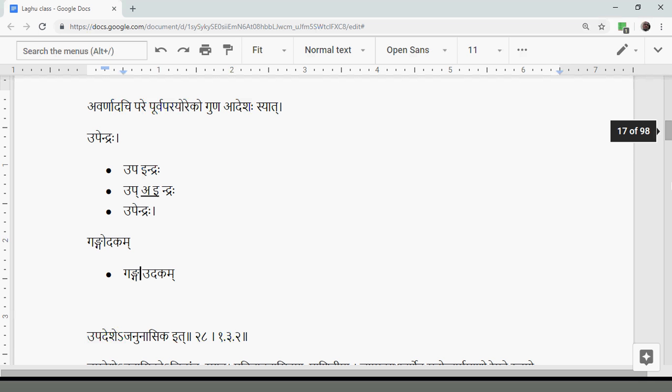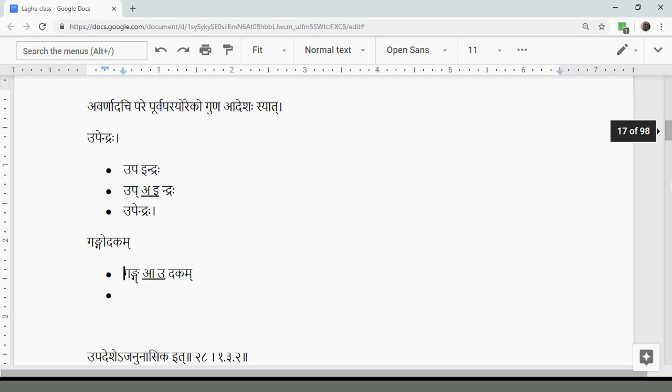Now ganga udakam: ganga and udakam, I just separated these two. There is a sandhi. And what will that sandhi be? It is a guna. Ekaha purva parayoho eka adesha. Between a, which is purva, and u, which is para, for these two there is a single adesha, eka adesha, and that is guna. What is that guna adesha? Here u has a labial sthana and a is kantha. So kantha and oshtya put together will be kanthoshtya, and kanthoshtya you get only in okara. Therefore okara will be the adesha, and you will get gangodakam.